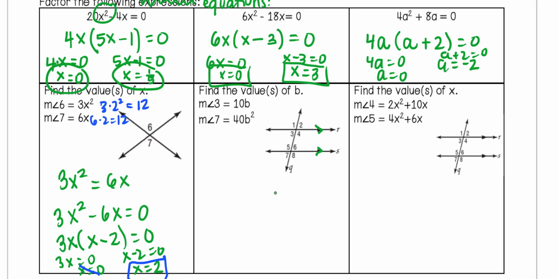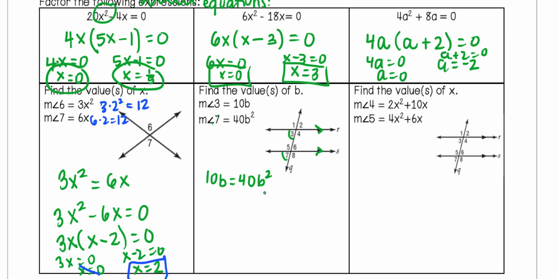So when we have a transversal, remember we get our angle pairs. So when they're parallel, we can assume that angle 3 and 7 will be congruent because these are corresponding angles. So because of the corresponding angles theorem, we know that their measures will be the same since those lines were parallel. So since the measures are the same, we can set them equal. So 10b will equal 40b squared, since we were given that information up here. So we're going to find the values of b.